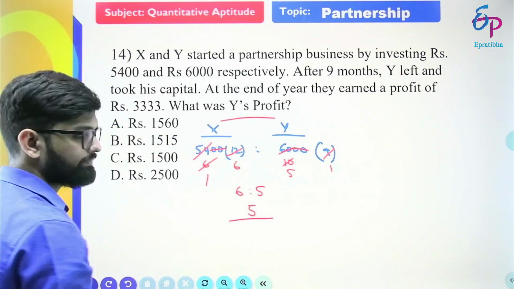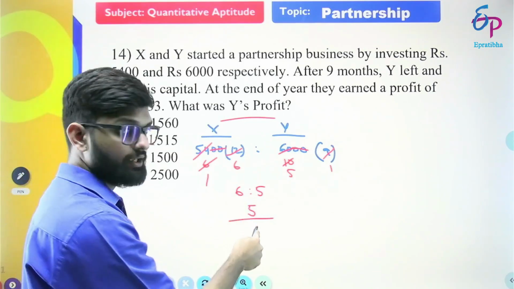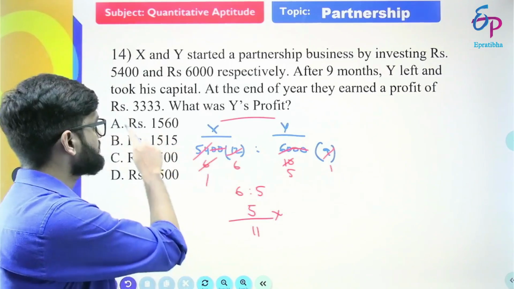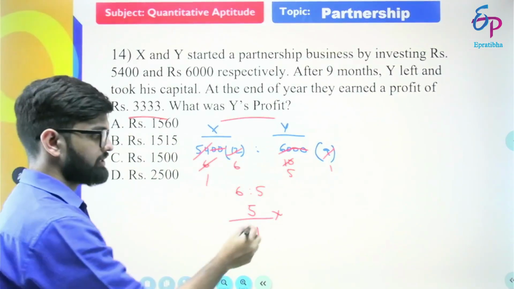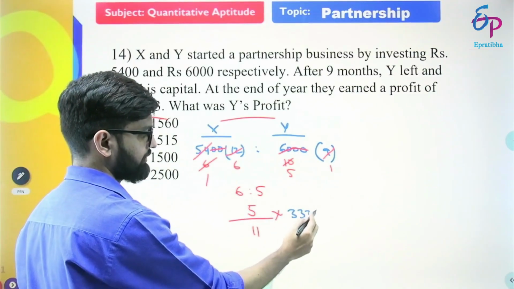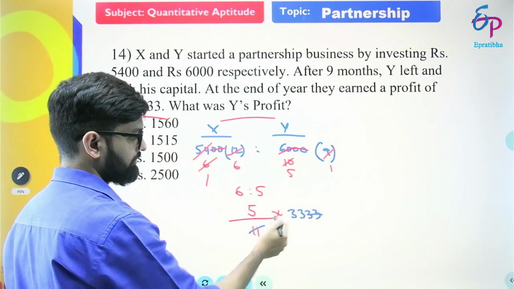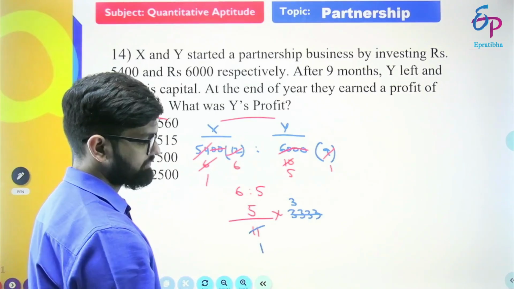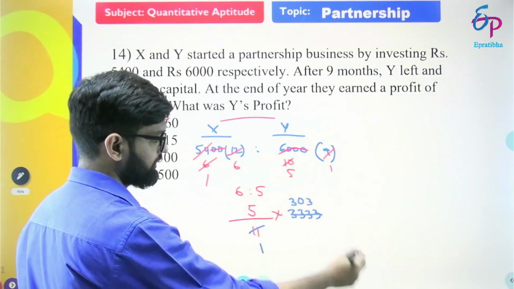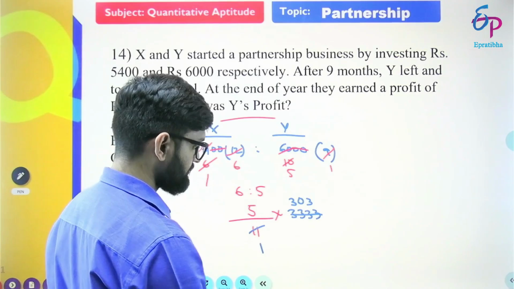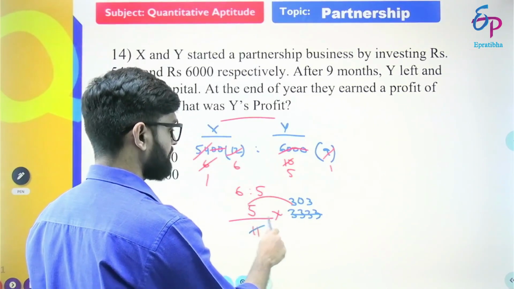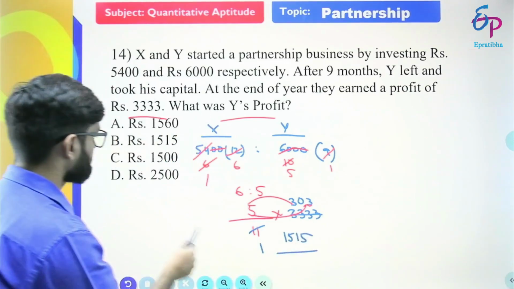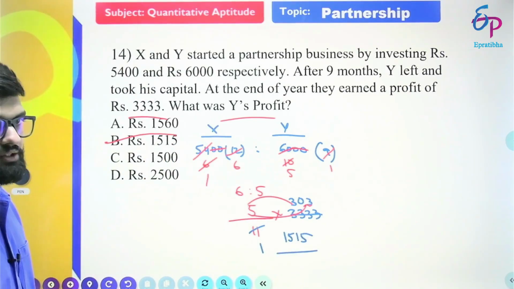So 5 by Y's profit is 5 by how much? 5 by 11 into what is the profit? It is 3333 is the profit. 3333. So 11 ones, 11 threes are okay. I can't take 2 digits at once again, so I will put 0. I will put 3 here. So 1500 plus 15, total 1515 is the answer. You can multiply if you want. 1515 is the answer for this question.